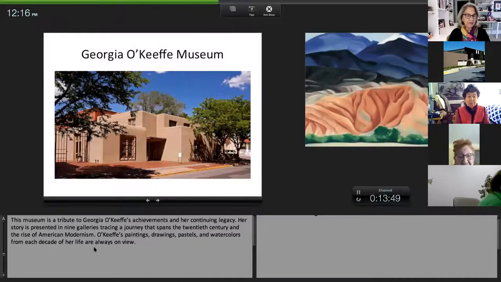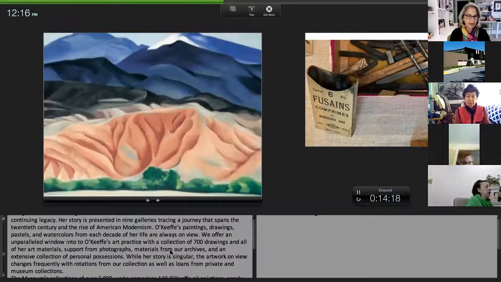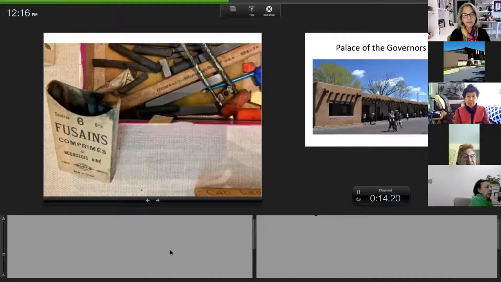One place we visited that's memorable was the Georgia O'Keeffe Museum. This museum is a tribute to Georgia O'Keeffe's achievements and her continued legacy. Her stories are presented in 9 galleries inside, and it spans the 20th century all the way up to American modernism. It has her drawings, paintings, pastels, watercolors, and it really was just so special to see all of it in one place. This lovely painting was on display. It even had a room full of all of her tools that she used, her charcoal, her oil pastels. And that was kind of fun to know you were looking at the exact things that she used for her paintings.